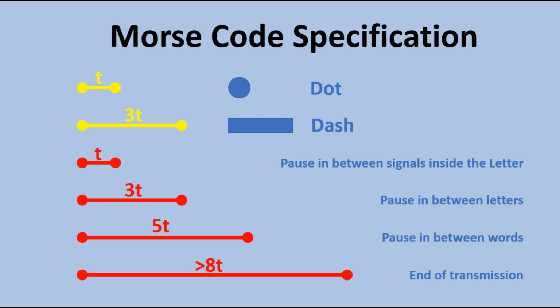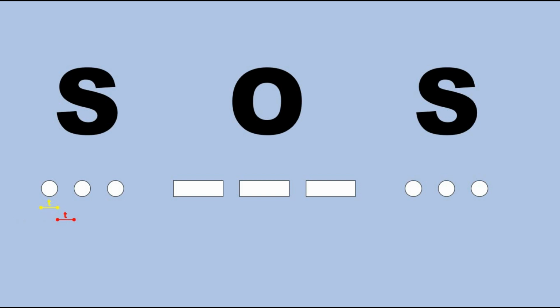As an example, let's look at the character combination which is pretty much associated with Morse code. SOS distress signal. Let's encode it and play the transmission. You can see the dot's length is 1 unit. We also see 1 unit space between parts of the same letter. The space between the letters is 3 units. The dash length is 3 units. The transmission is finished with a pause longer than 8 units.